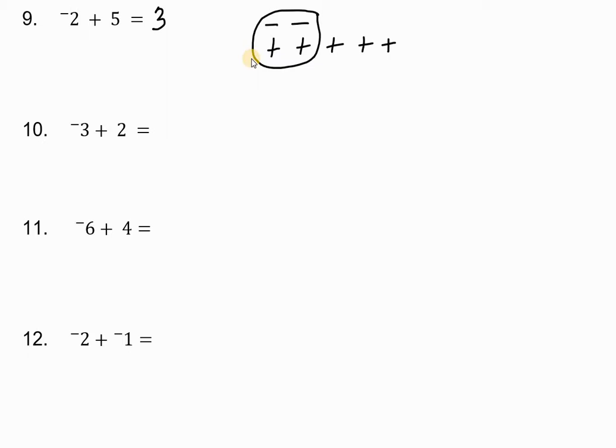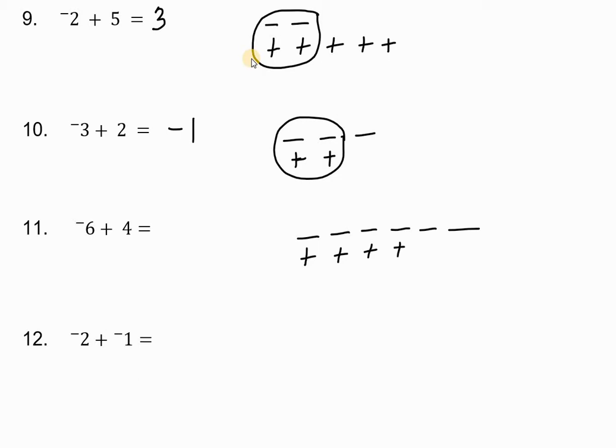Problem number 10, negative 3 plus 2. So I have 3 negatives and 2 positives. The 2 positives will pair up with 2 of my negatives and cancel out, so I'm left with 1 negative. Problem 11, negative 6 plus 4. So I have 6 negatives and 4 positives. Those 4 positives will pair up with 4 of my negatives, and I'm left with 2 negatives.